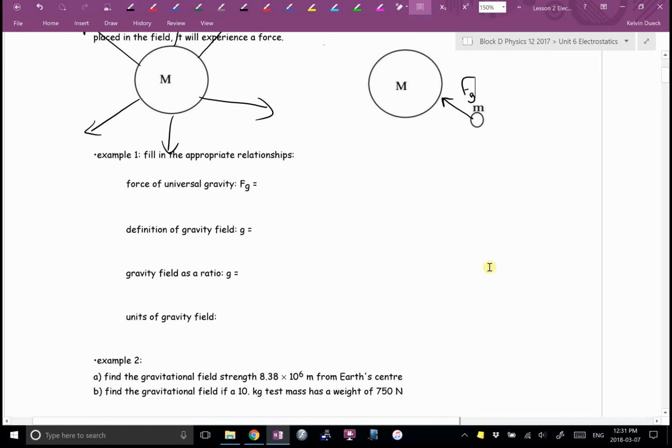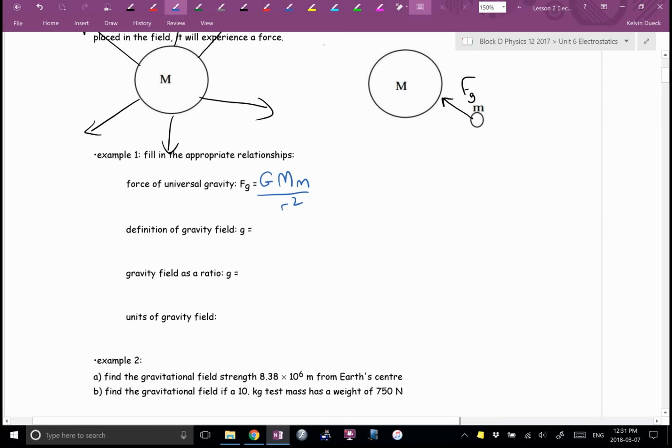Here's what I want you to do. Fill in the appropriate relationships. What's the equation for the force of universal gravitation? It's on your sheet. Kevin. Force of universal gravitation. G, big G, times big M, little m, over R squared. That was our modified one, because that was more convenient.